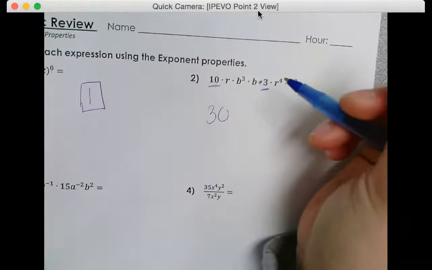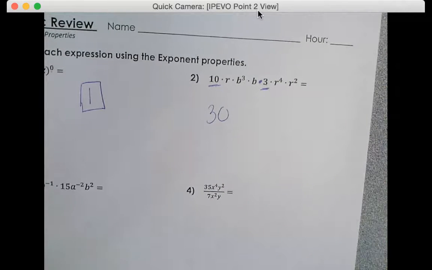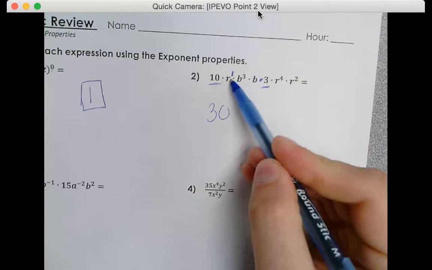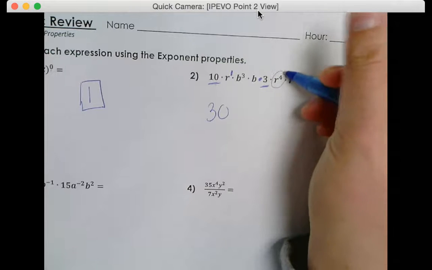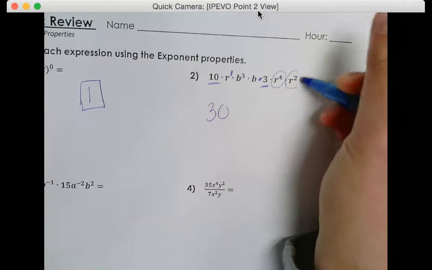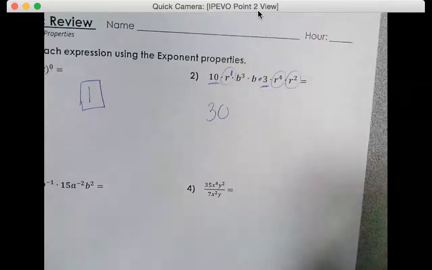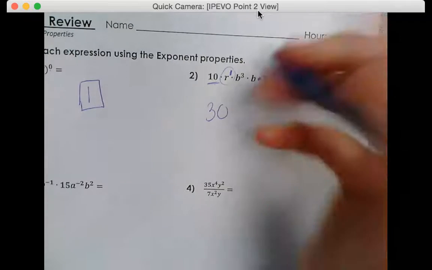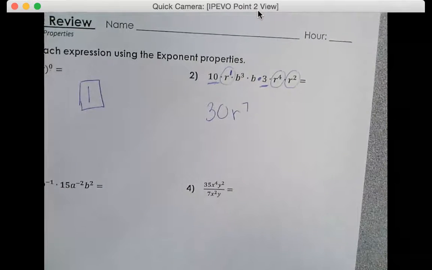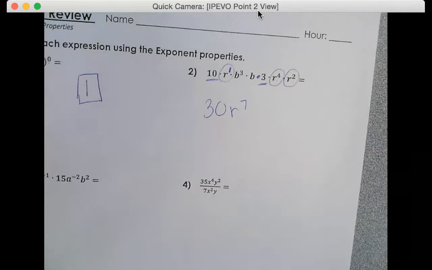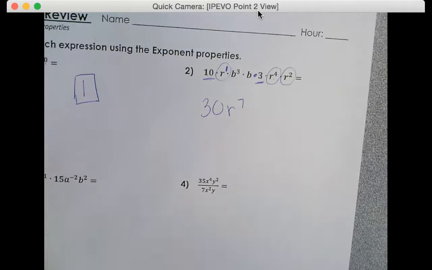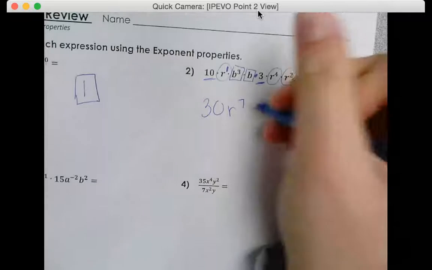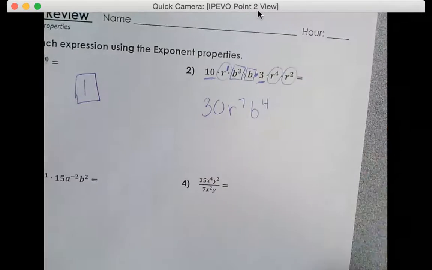Okay, then we can combine the r's, and we're just counting how many we have. So we have 1 r here. Okay, it really has 1 as an exponent. There's 4 r's here, and there's 2 r's here. So we want to combine all of these. So 4 plus 2 is 6, plus another one is 7. Okay, so that exponent tells you how many you have. Same with the b's. So we have 3 b's here, 1 b here. That's a total of 4 b's.